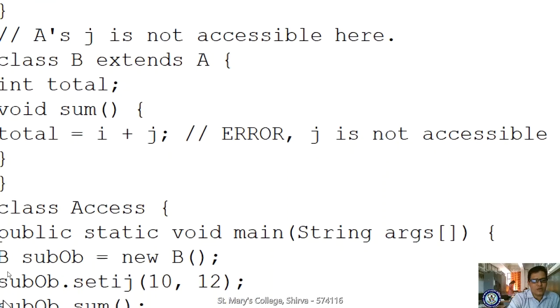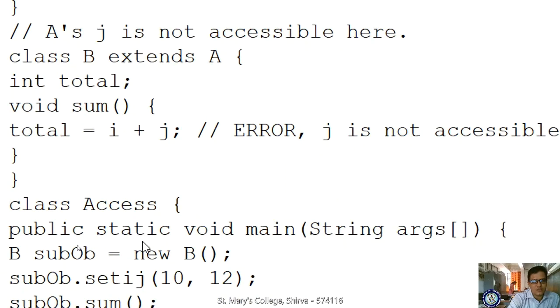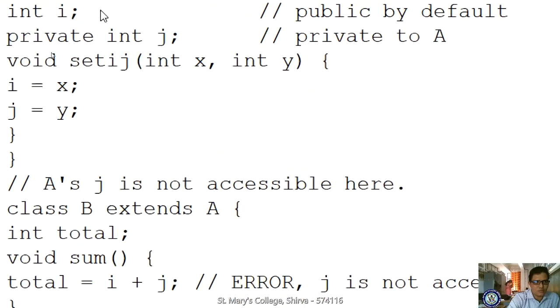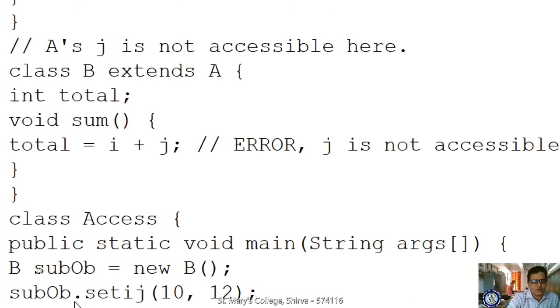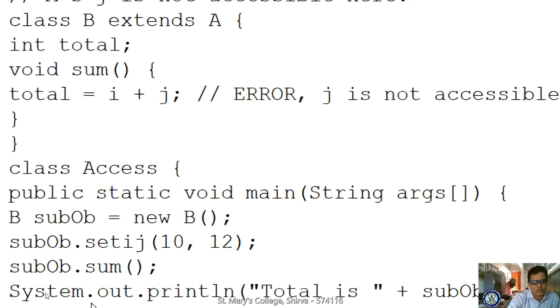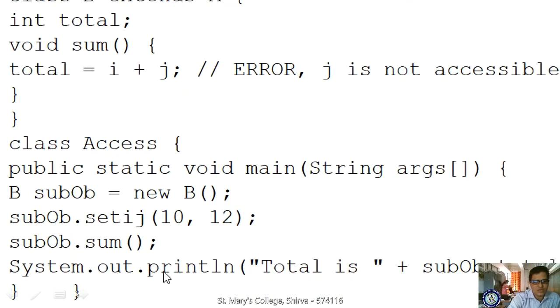And now I'm writing the main method in class Access. Here the public static void main method is there. For class B I'm creating the object. You should always create the object of the child class. Through the child you have to access the base class. Afterwards subobject.setij, so you are calling the base class method. Whenever you call it, it is supposed to work, but here it is not working because j is accessed outside of the class. Hence it gives an error, and this program won't execute.